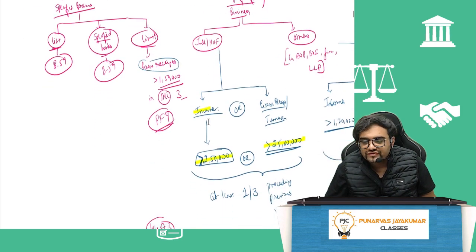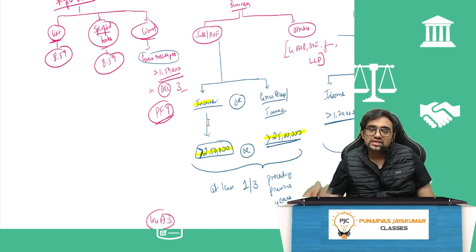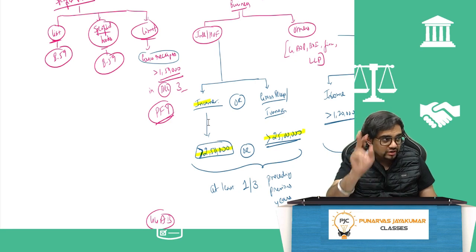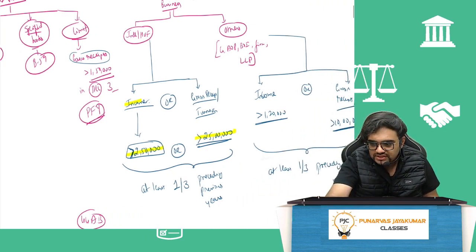Individual or HUF: income more than 2,50,000 or gross receipts more than 25 lakh in at least 1 out of 3 preceding previous years. They should maintain the books of accounts. Again, guys, individual or HUF, income greater than 2,50,000 or gross receipts or turnover more than 25 lakh rupees in at least 1 out of 3 preceding previous years.